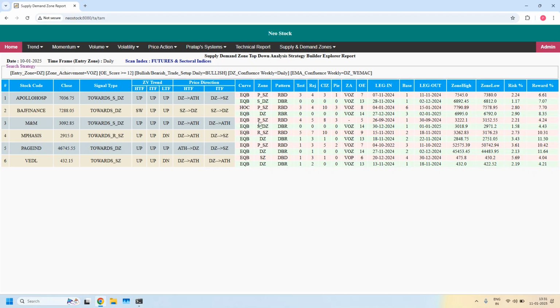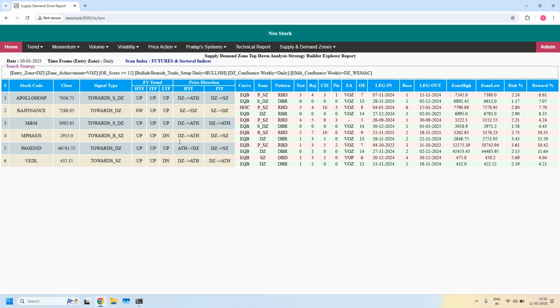All these are daily zones only, because the entry time frame is daily. But these daily zones are even more high probability because they are part of the weekly, and that weekly is having weekly EMA confluence. So this is the first filter, LTF and ITF demand zone confluence. Second filter is LTF, ITF and HTF demand zone confluence. Later, HTF EMA confluence you can look for.